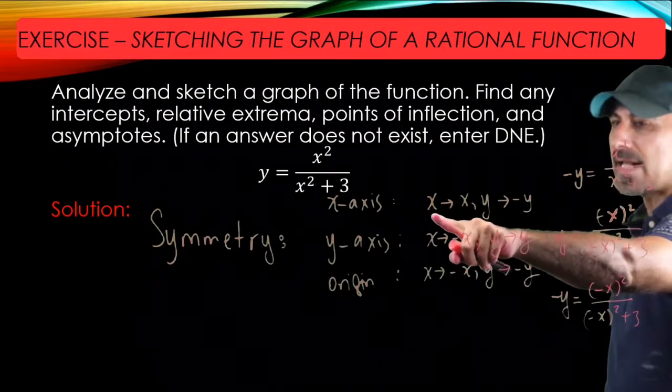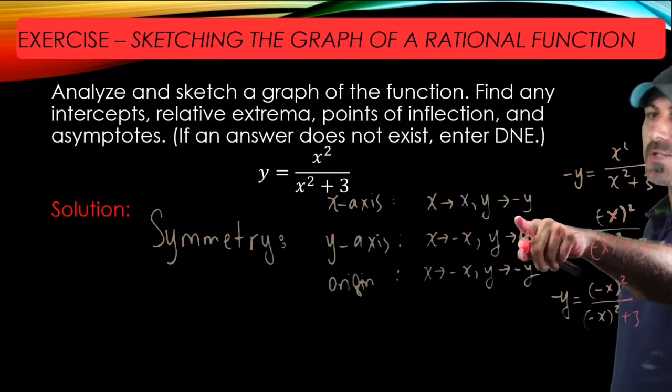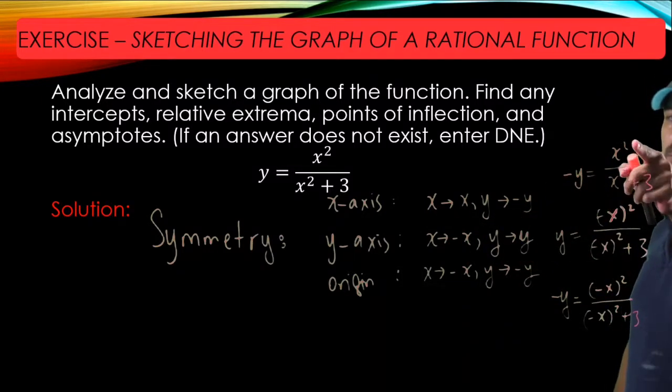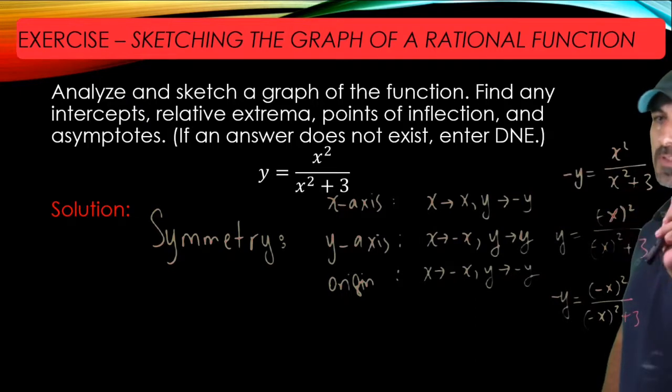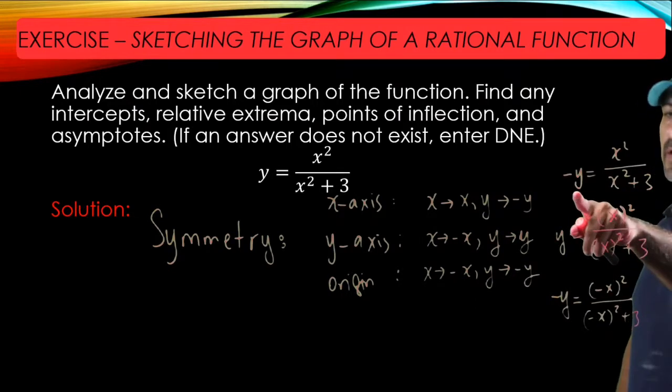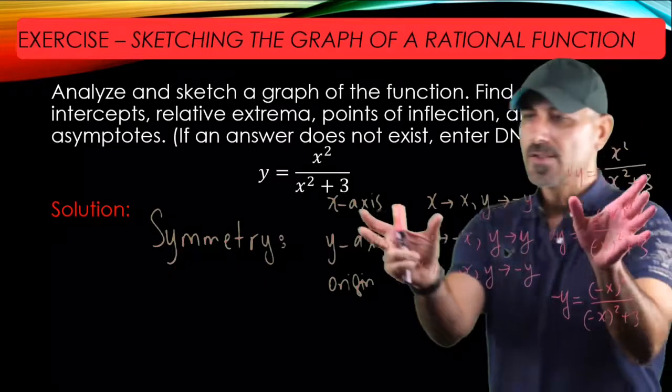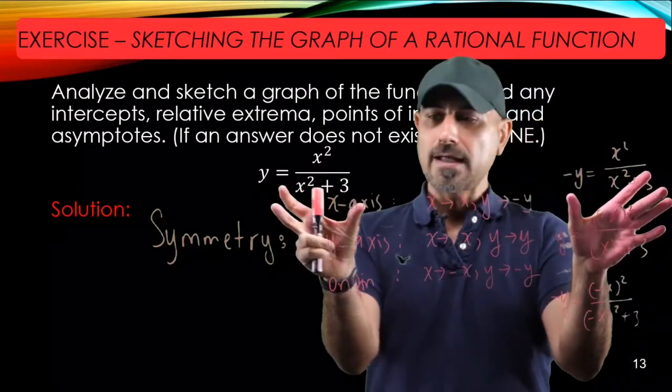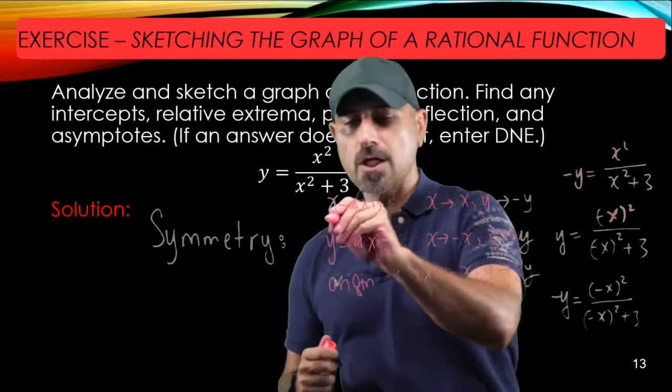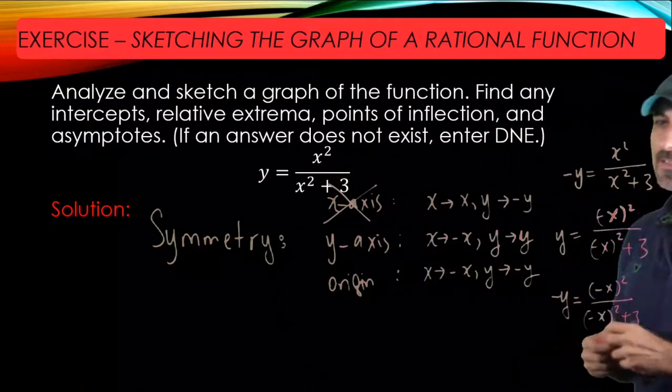So I'm going to replace x by x, y by minus y. Here we go. X is replaced by x, so you have the same x squared plus 3 popping in the right-hand side. But the left-hand side is minus y. Well, you can easily see from here that these two functions are not the same. There's no symmetry about x-axis.